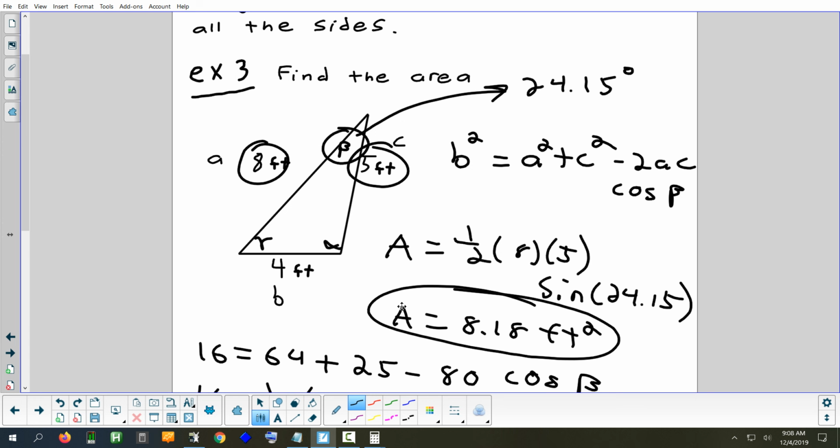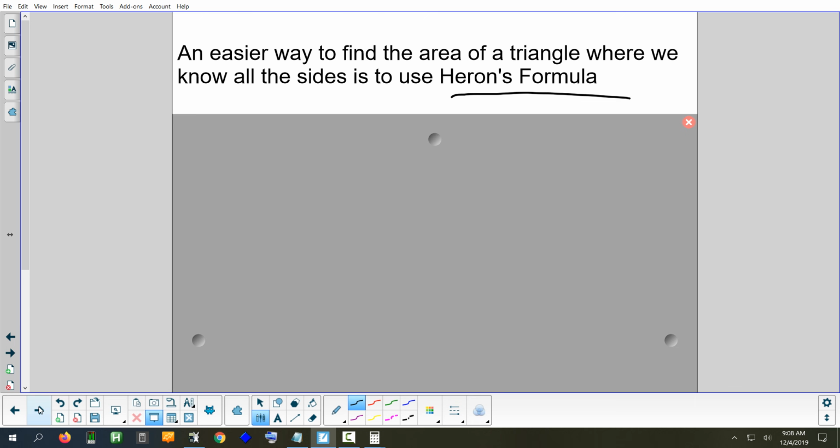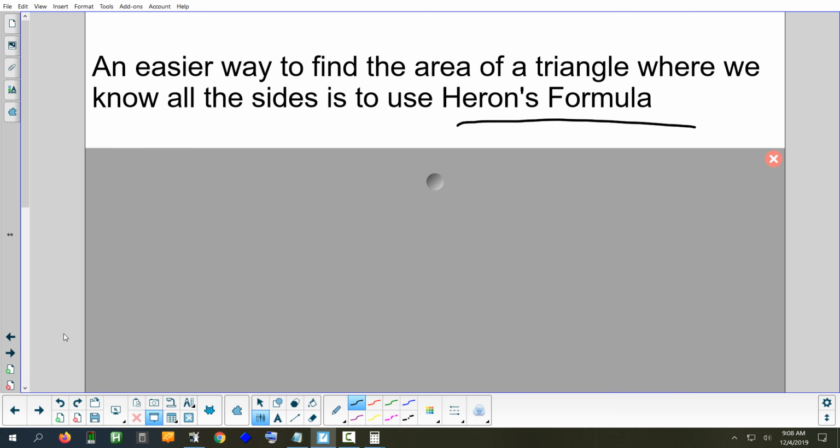It worked. But there's a much better way to find the area if they give you all the sides than what we just did. That's not the best way. But keep that number in mind, 8.18. So a much easier way to find the area, if you know all the sides, is to use what's called Heron's formula. It's basically a way to get around having to find the angle.